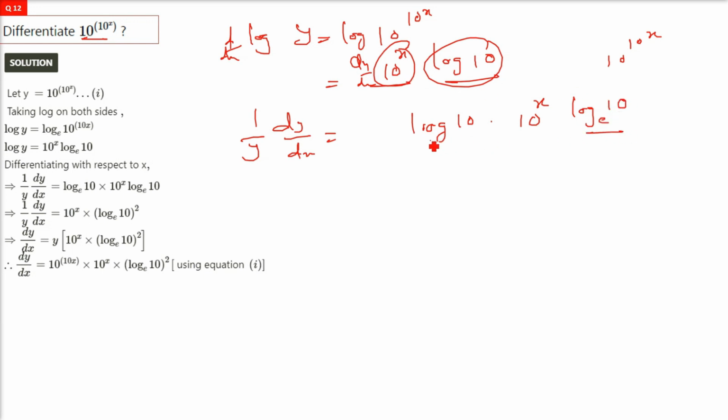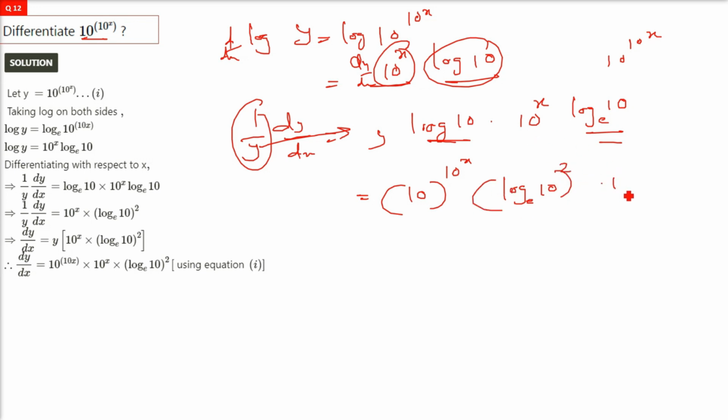So that will be log squared 10, or you can say log 10 square. 1 by y on the right hand side, which is 10 to the power x. So y is here on the right side. So 10 to the power x here. Then log becomes log square, so log 10 square. And 10 to the power x is nothing but 10 to the power x. Okay.